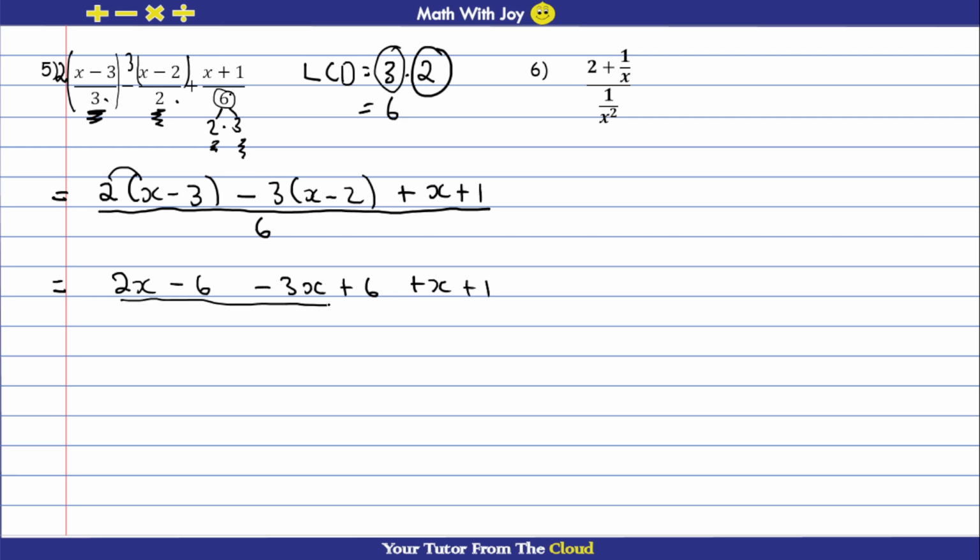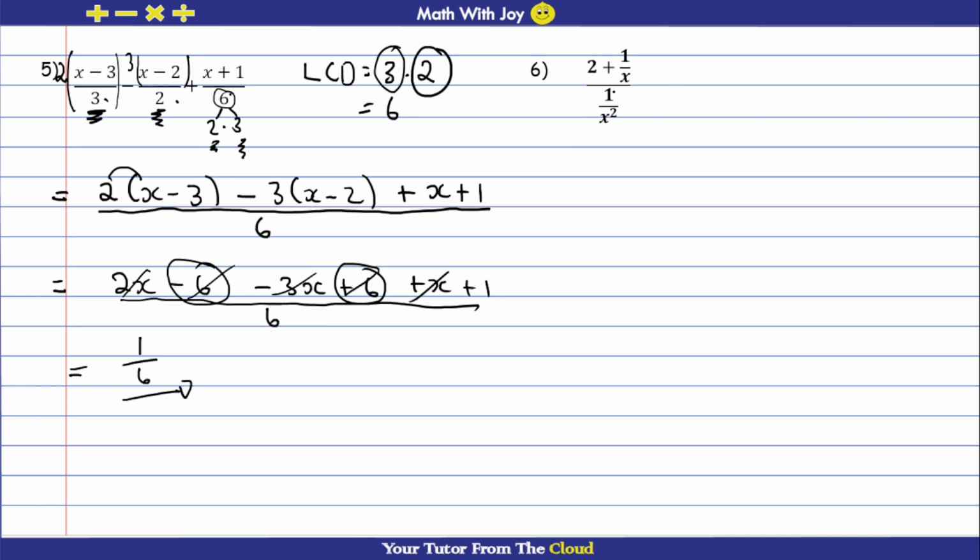Now I only have like terms at the top, so I want to simplify the like terms. This is a minus 6 and a positive 6. They're going to cancel out. Minus 6 plus 6 is 0. Then 2x minus 3x is minus x. Plus x is going to give me 0. So these cancel out as well. So this final answer is going to be 1 over 6, because you'll be left with a 1 at the top. Right. Now let's do number 6.